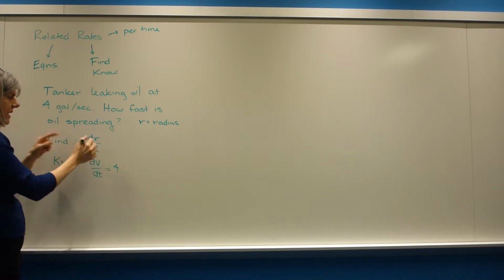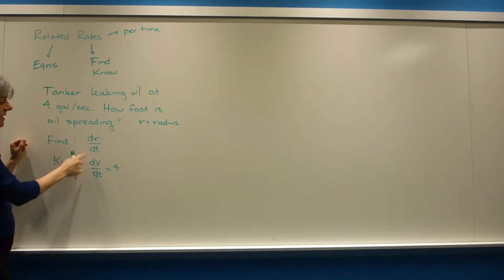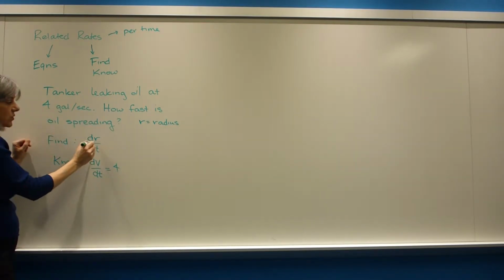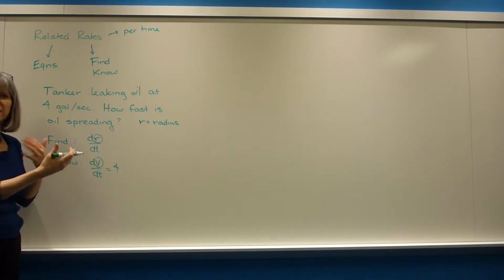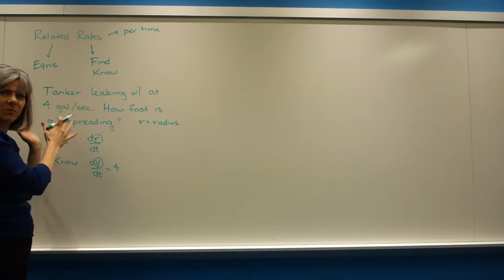I need to somehow connect, and this is the important part. Everything that changes, you need to be able to connect. So you need to connect R and V. That's the first thing you need to do, is say, how are those related? We'll get to the rate part second.